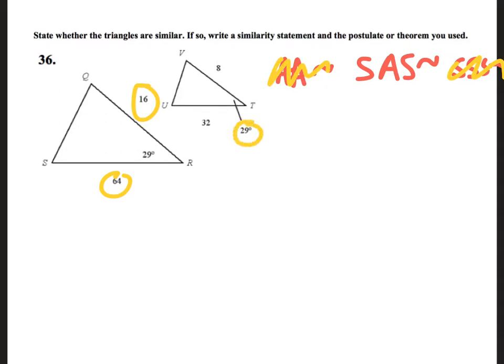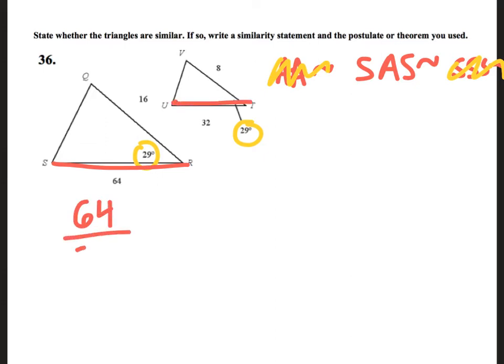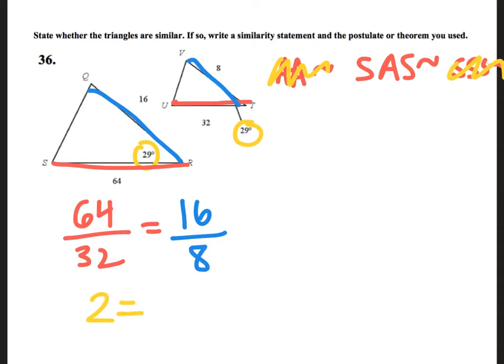Right now I know I have a pair of congruent angles, 29 and 29. So my next step is to check and see if my sides are proportional. What that means is I'm going to take my longest side here, 64, and divide it by the longest side in the other one, 32. And we want that to equal my other side, 16, divided by my other side, 8. Well, if I do 64 divided by 32, I get 2. 16 divided by 8, I also get 2. So that means they're going to be similar by side angle side similarity.